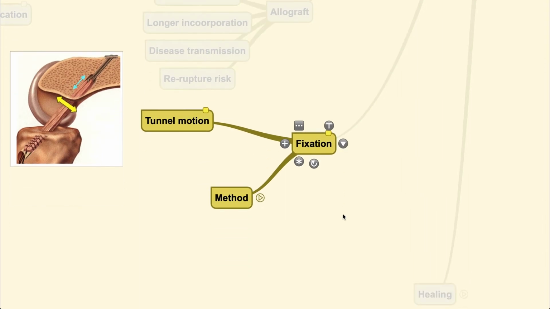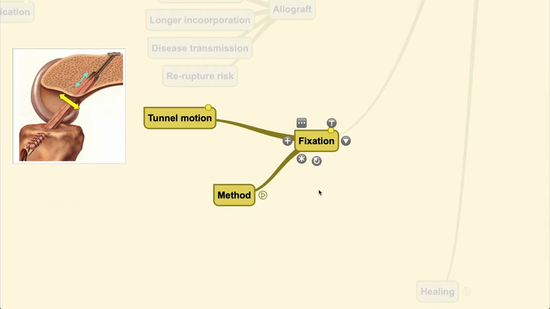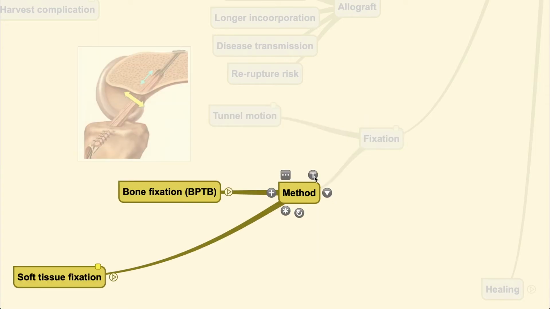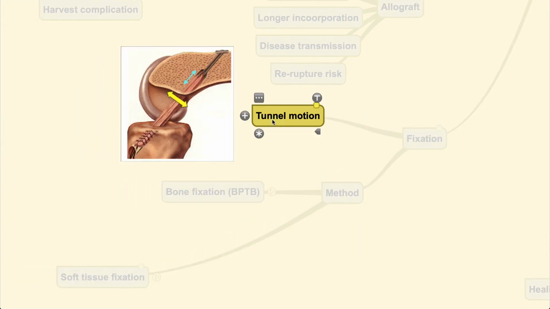Now, for the fixation method, you need to know that after you have created the tunnel and selected the proper graft to be used, you are going to fix the graft in place. And first of all, I need to explain to you about tunnel motion. This is what I was talking about earlier, where the graft is suspended at a place that is a little bit higher than the original place where it will move. There will be certain effects that occur.